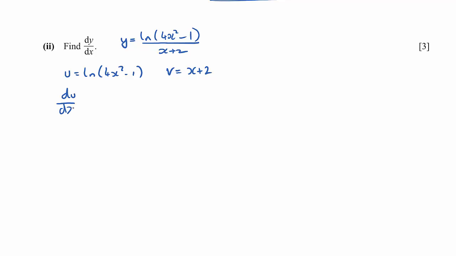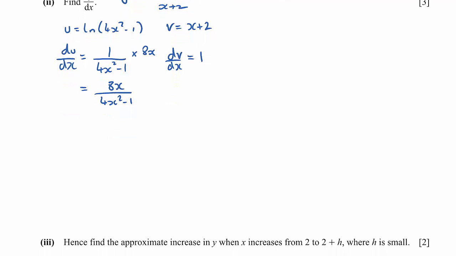So du/dx is going to be 1 over 4x squared take 1 multiplied by the differential of the inside function, because we have to use the chain rule here. So that's 8x. So that's 8x over 4x squared take 1. dv/dx is just 1. So that's nice and easy.